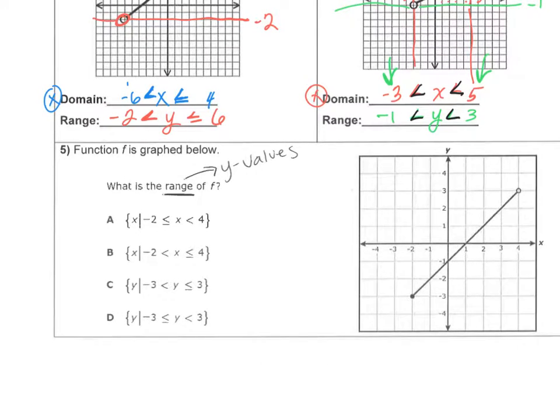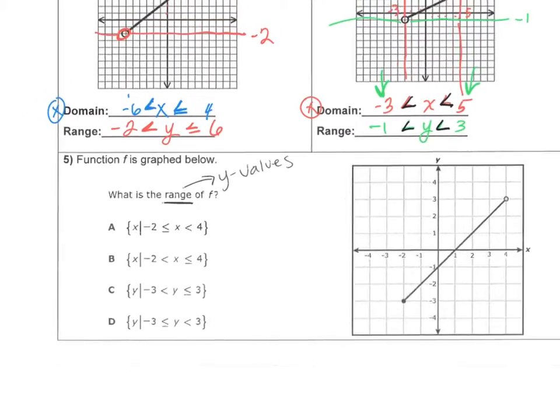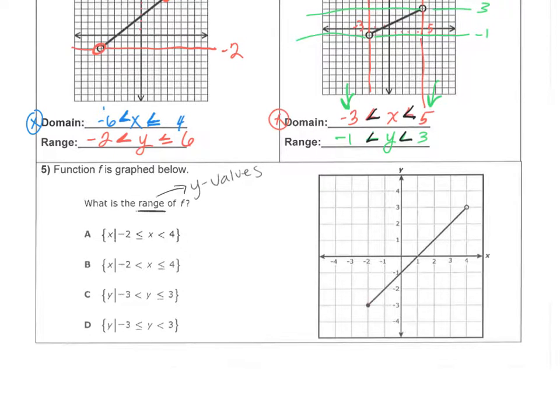Number 5. The function f is graphed below. So here's my function f. They've graphed it for me. I know it's a function because if I do the vertical line test, it only hits one time. I also know that it's a function because they said it. It says, what is the range of f? So this is f, and they want to know what is the range.